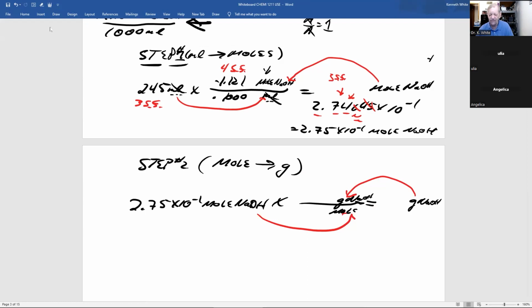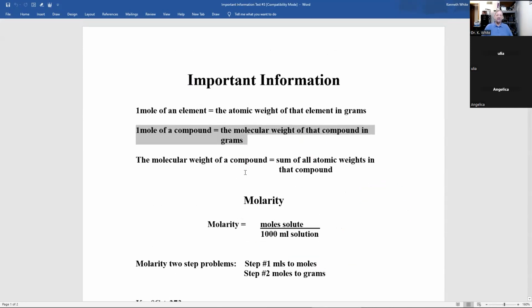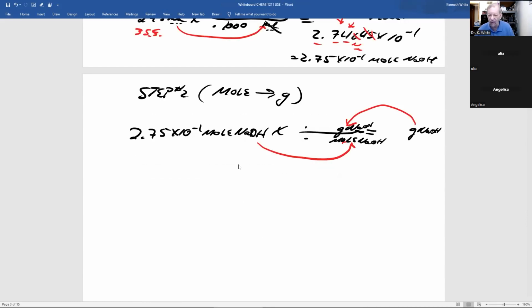And I'll write grams of sodium hydroxide, moles of sodium hydroxide. And where do I get these numbers? Well, in case you forgot, you can go to important information, test number 3: 1 mole of a compound equals the molecular weight of that compound in grams, and the molecular weight is the sum of all atomic weights. Well, for every 1 mole, that's the molecular weight in grams.